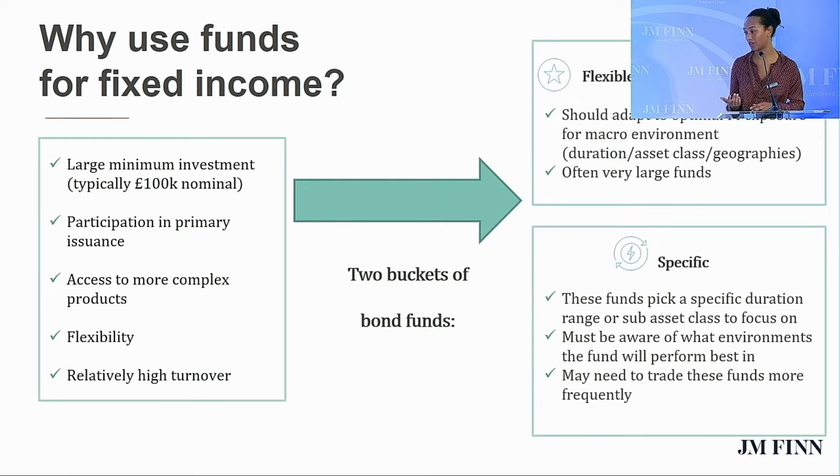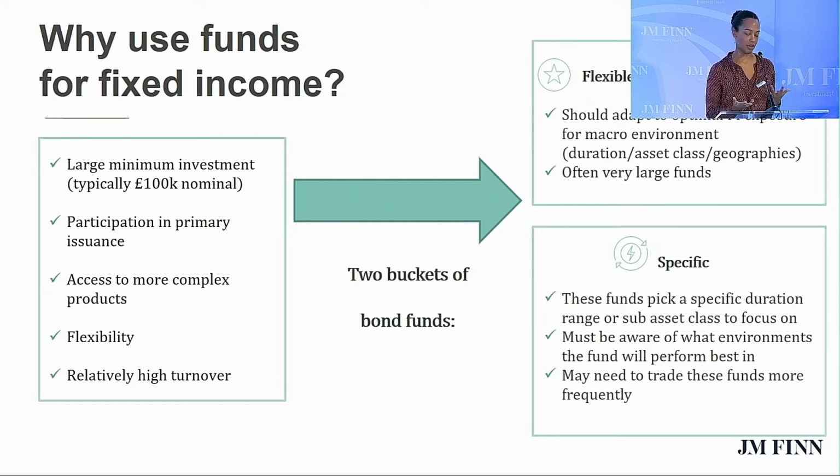Both Hugo and Ollie touched on our preference for direct equity. It's a sort of opposite preference in the fixed income market, and I'm going to talk about why that is. Firstly, fixed income requires a large minimum investment, and that's typically about £100,000 nominal for a single bond. I really want to emphasize that's for a single bond. Gilts you can get for a smaller ticket size, and we do gilts directly, but for corporate bonds, 100,000 nominal for one bond.